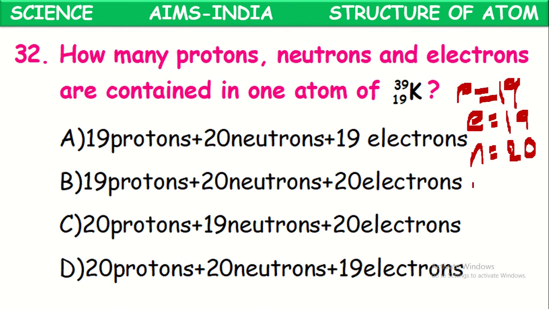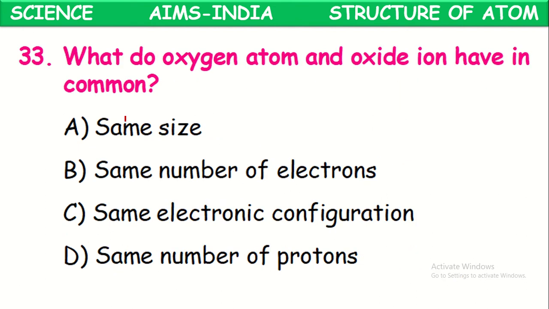Okay, so see where it is given: 19 protons, 19 electrons and 20 neutrons. Here it is. Okay, next, what do an oxygen atom and an oxide ion have in common? What will they have in common? Oxygen atom and oxide ion.